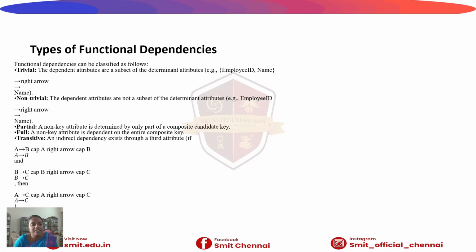Moving on to partial: a non-key attribute is determined by only part of a composite candidate key. And then full: a non-key attribute is dependent on the entire composite key. And then transitive: an indirect dependency exists through a third attribute. If A right arrow B, and then B right arrow C, then A right arrow C. This has been identified for functional dependencies.